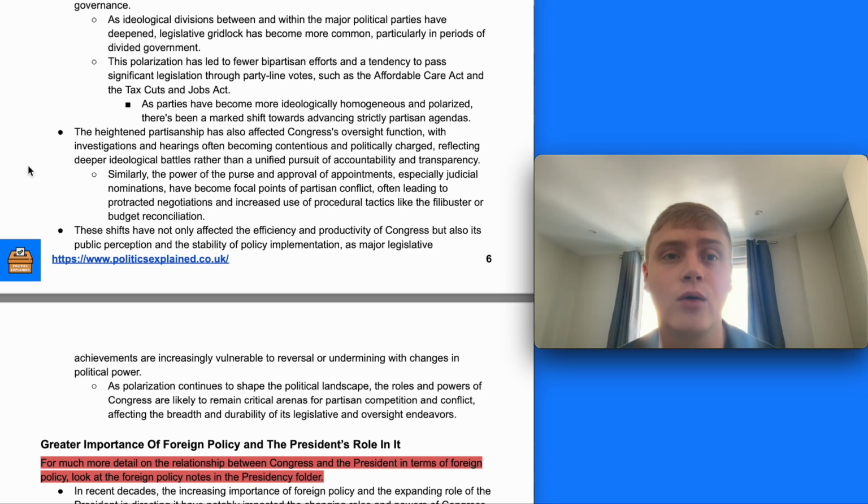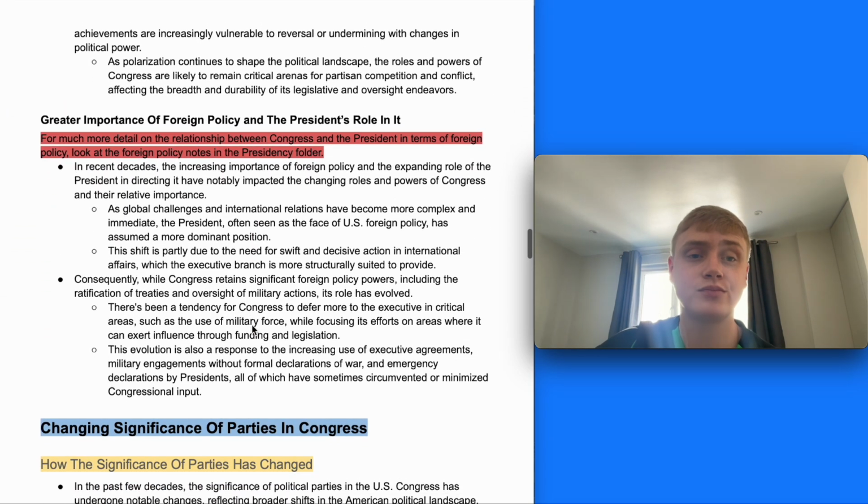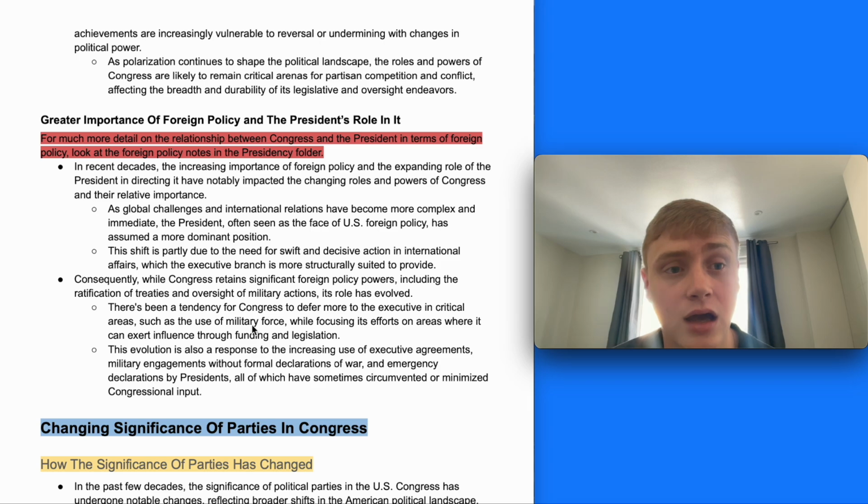And I think this shows how increasing polarization, increasing partisanship results in a kind of less stable legislative environment, and impacts Congress' legislative function and oversight function, and in many ways makes it less effective. It means that it carries out its roles and its powers less effectively. So moving on to foreign policy and the president's role in it.